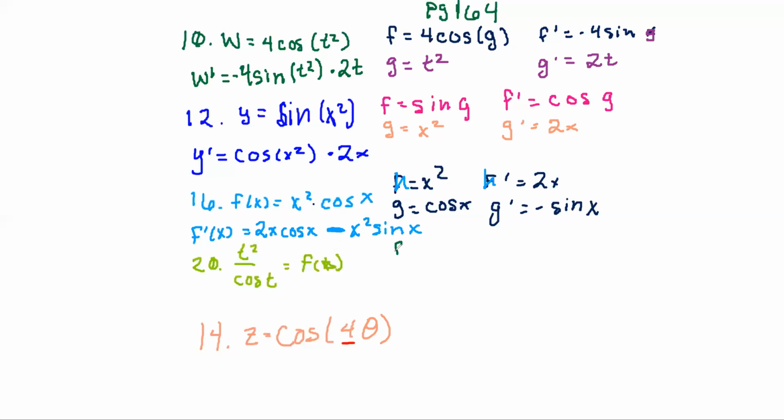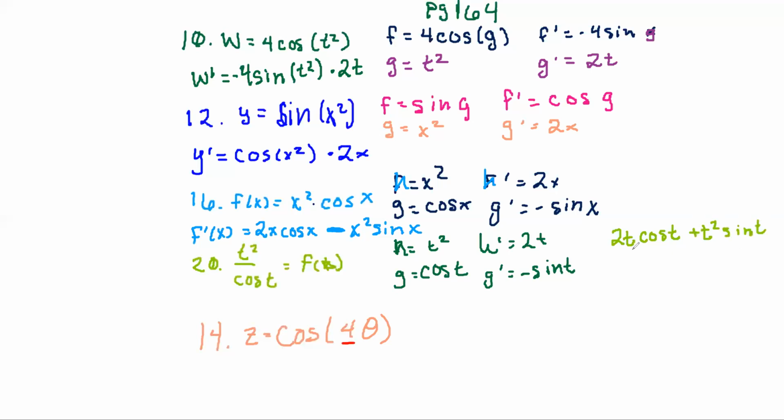And continuing, f is equal to t squared. Here it is important that you get which one is on top and which one is on bottom when you're doing this order. This is cos t. H prime is equal to 2t. G prime is equal to negative sine t. Yep. And I'm going to write the derivative over here so that I have room. It is going to be 2t cos t minus t squared negative sine t, so plus t squared sine t all over cos squared t.